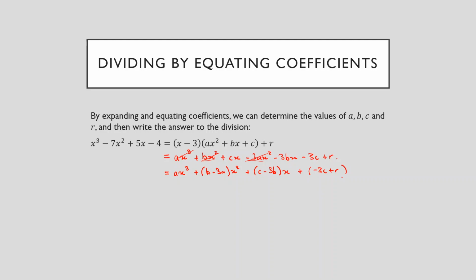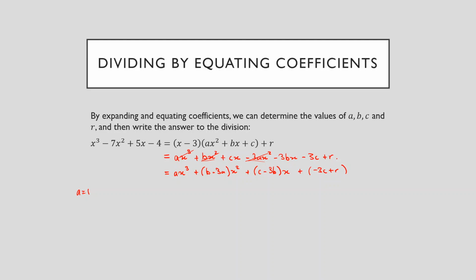Now we're ready to equate coefficients. So you look at the left-hand side, you say, okay, what's the coefficient of x cubed? It's a 1. What's the coefficient of x cubed on the right-hand side? It's an a. So that tells us that a has to be equal to 1, and that's what we said at the start of this problem.